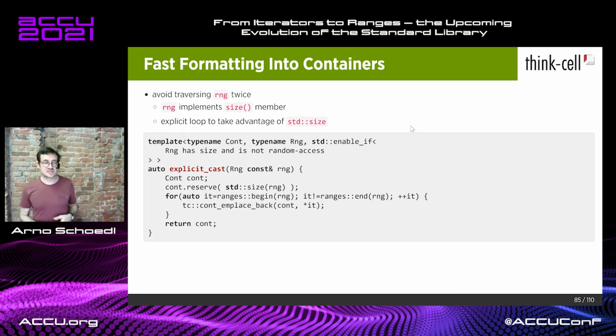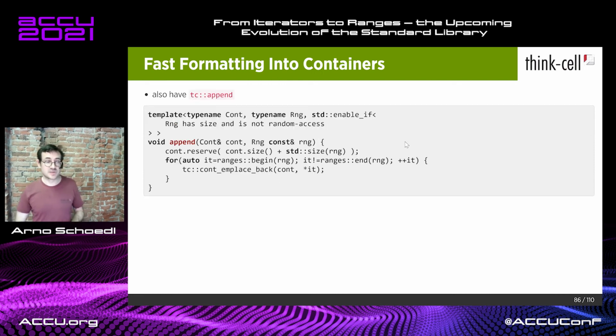So maybe we can do something like this. We can say, okay, if our range somehow finds out about the size, it has some internal ways to do it, then we're just going to use that. We're just going to have a container, we reserve the size that we need, and then we iterate over the range and place the individual elements. And we can't use insert because that would again start iterating over the range. So that would be one way to potentially improve performance.